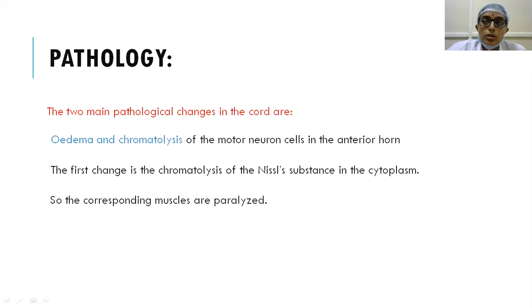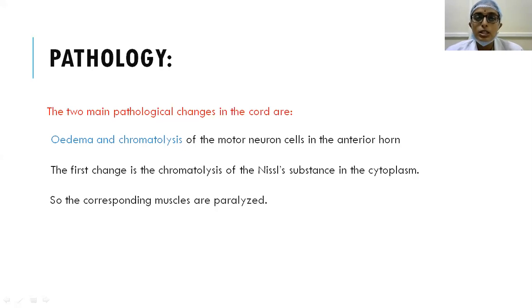Coming to the pathology, most commonly the anterior horn cells of the spinal cord are affected. So usually the motor component of the muscles will be affected. Usually there are no changes in the sensory component, as well as bowel and bladder control.